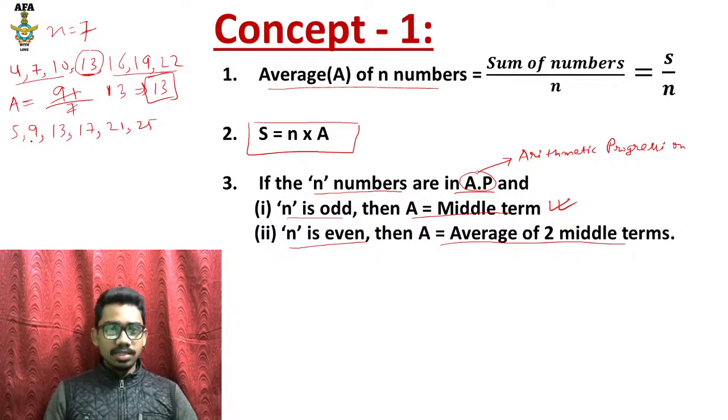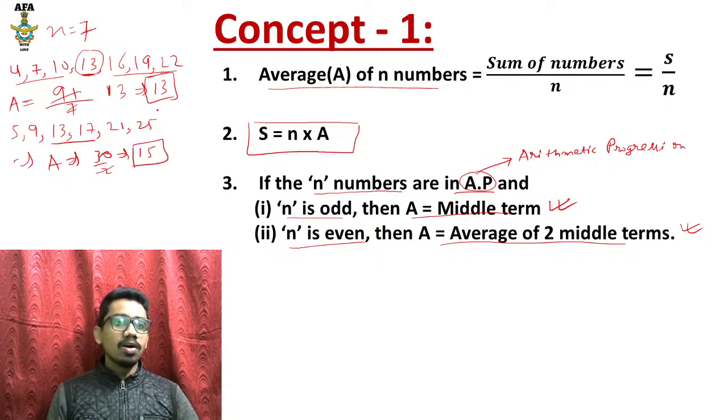And this is an even series. If n is even, then average equals the average of the two middle terms. So these are the two middle terms. 13 plus 17 is 30, by 2, so the average equals 15. This is one method of calculating, or you can go by another method.